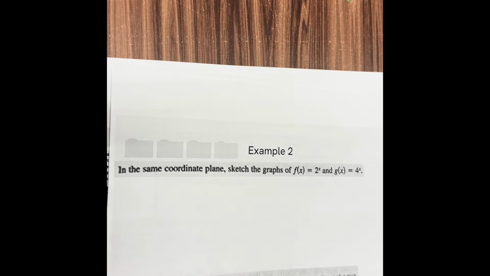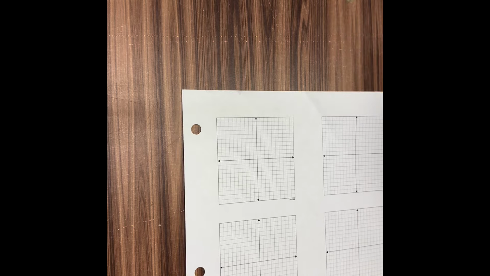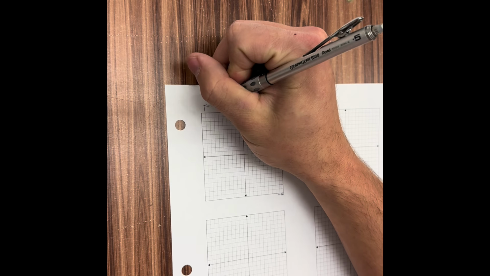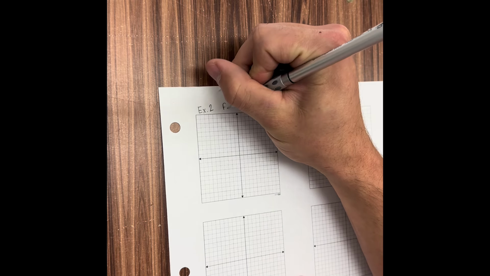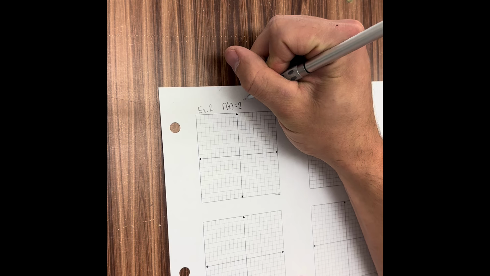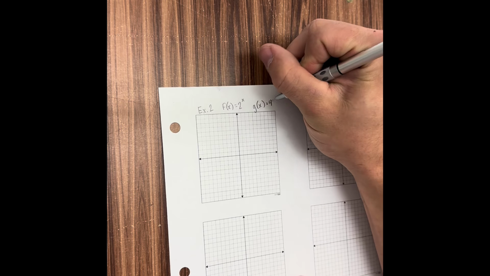Example 2, graphs. So we have to sketch the graphs of f of x equals 2 to the power of x and g of x equals 4 to the power of x. So I have to go get some graph paper here real quick, and then we will just go ahead and graph this. So we're just going to label this here example 2. All right, and we have f of x equals 2 to the power of x, and g of x equals 4 to the power of x. And again, we want to have this on the same coordinate plane.